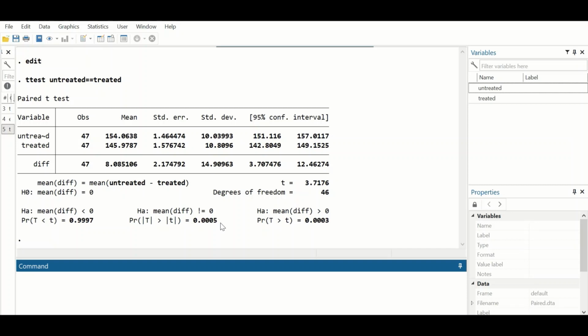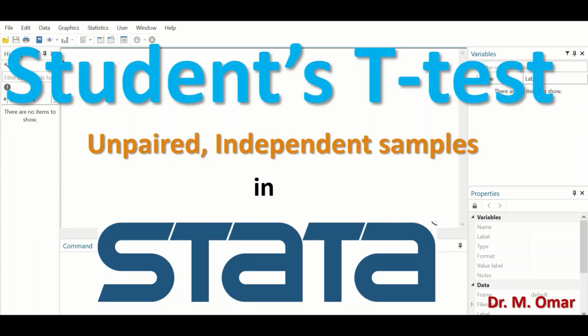So here we do state that the drug has lowered the systolic blood pressure significantly in the treated group compared to untreated group, as confirmed by the p-value and by the 95% confidence interval.